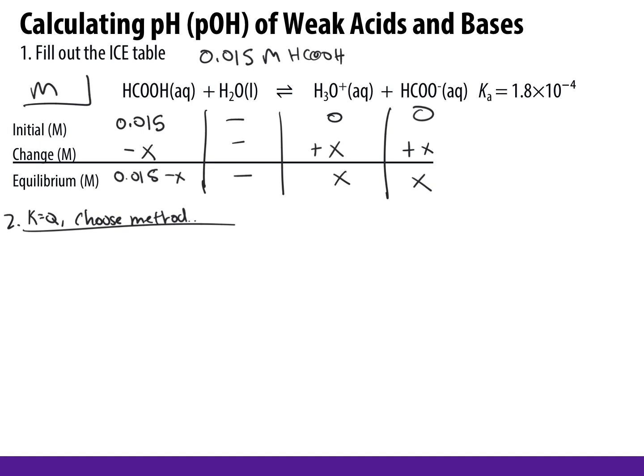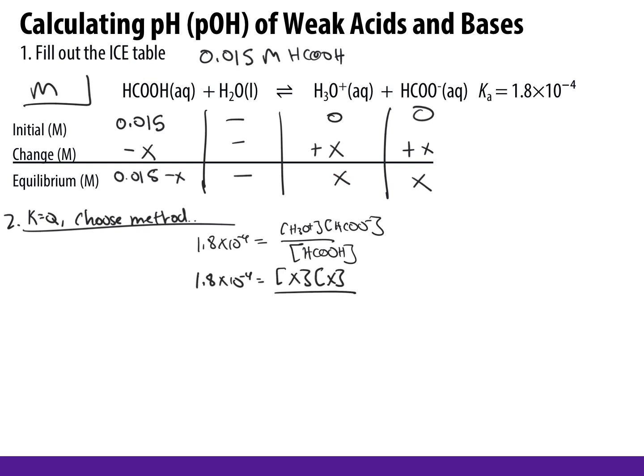Next step is to substitute back into our K equals Q expression and choose a method to solve. So substituting in, we have 1.8 times 10 to the minus 4 is equal to H3O plus at equilibrium, which is x, so x times x over 0.015 minus x. That's HCOOH at equilibrium. Now we can choose a method to solve.